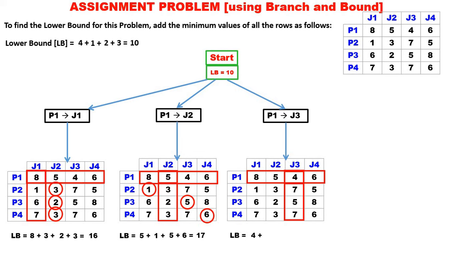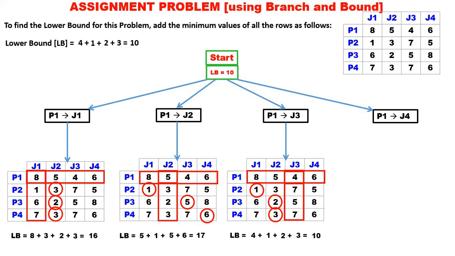Very good. Now, second row, among 1, 3, 5, which is the minimum? 1 added to the lower bound. Third row, 6, 2, 8, which is the minimum? 2 added to the lower bound. Fourth row, 7, 3, 6, which is the minimum? 3 added to the lower bound. So what is the value that you get? 10. Very good.